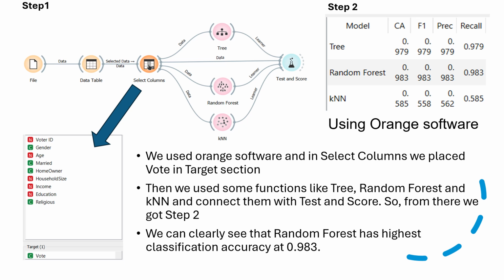We used Orange software, and in select columns we placed vote in the target section. Then we used functions like tree, random forest, and kNN and connected them with the test score. From there we got step number 2. We can clearly see that random forest has the highest classification accuracy at 0.983.